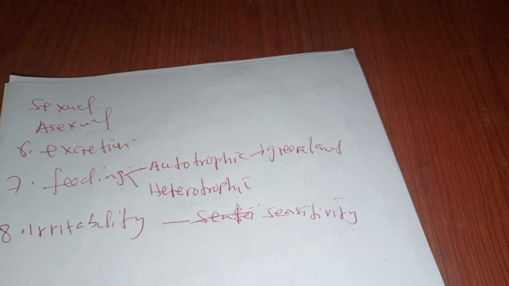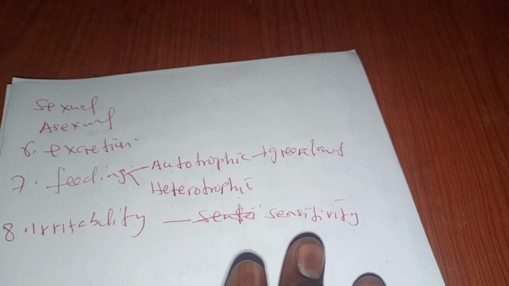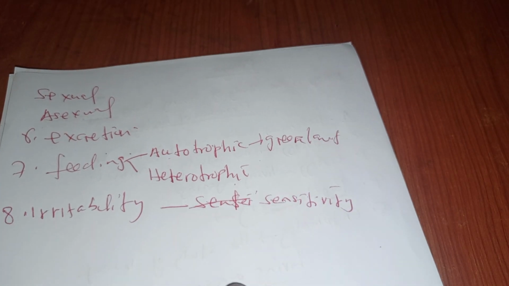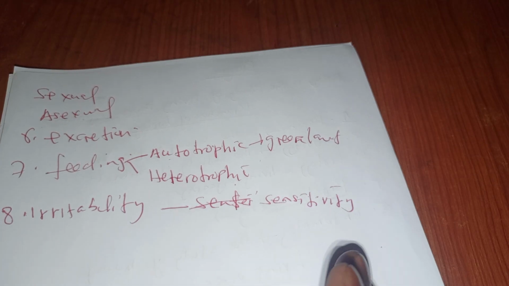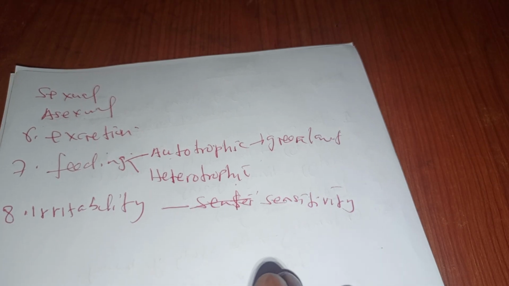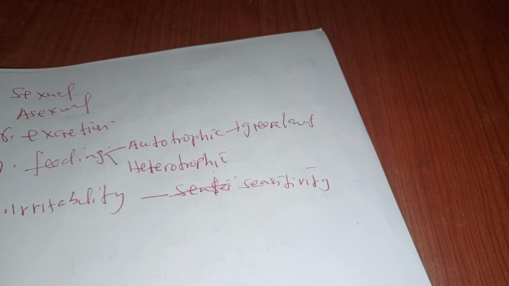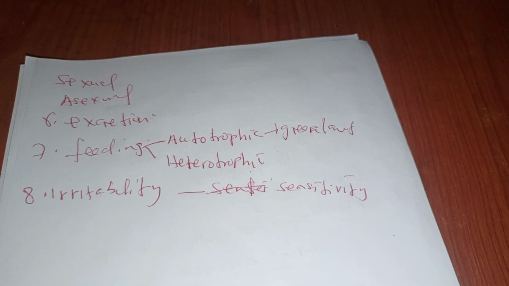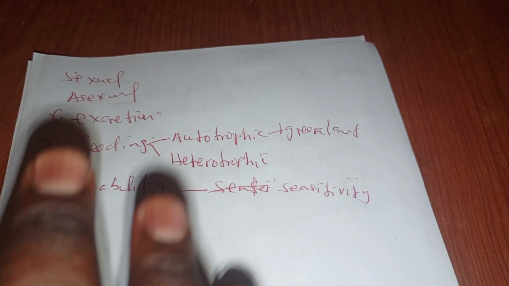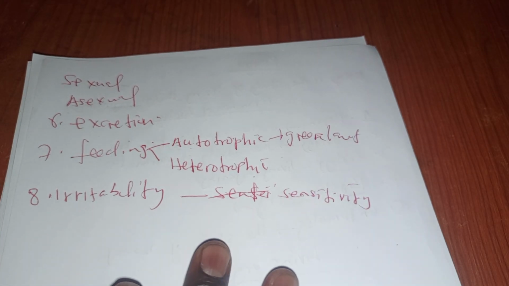All living organisms have it. For example, plants grow toward light and also toward water, which is part of sensitivity and irritability. Even cockroaches are able to detect light. When you switch on the light, the cockroaches run away from it, which is also sensitivity. So both plants and animals undergo sensitivity. These are the branches of biology, and also the characteristics of living things.